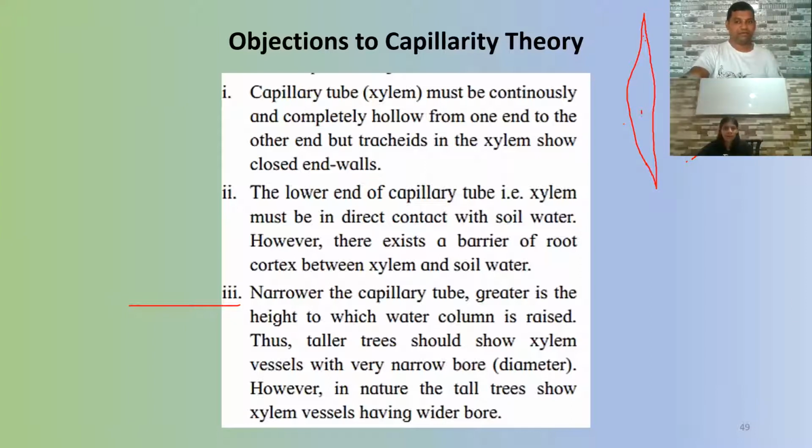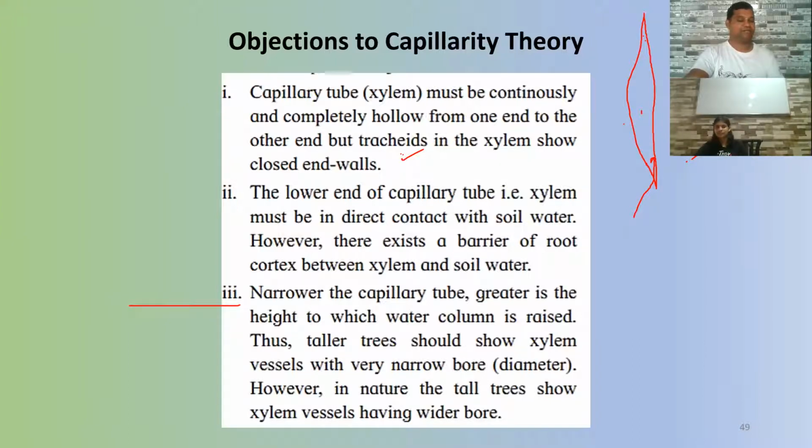So when they are closed from both the ends, how will the conduction from one xylem to another take place? And second, if we are talking about capillarity, so for that to happen, जो xylem सबसे नीचे वाला जो xylem है roots के पास, that xylem should be directly in contact with the soil water.